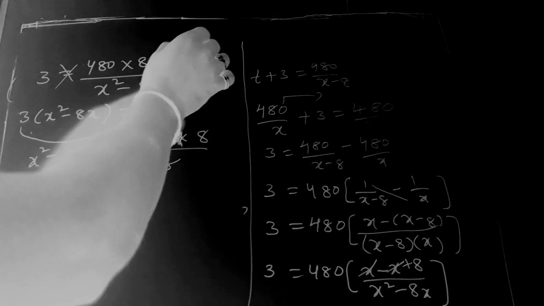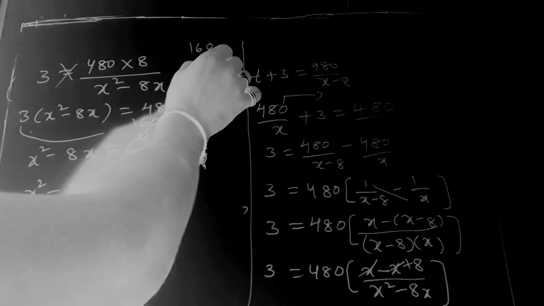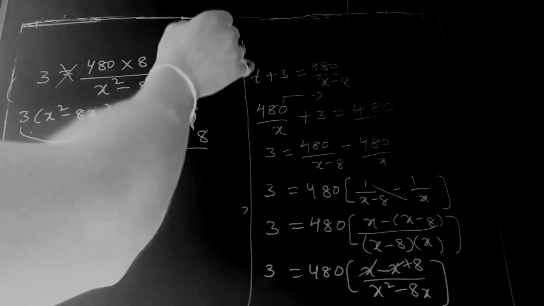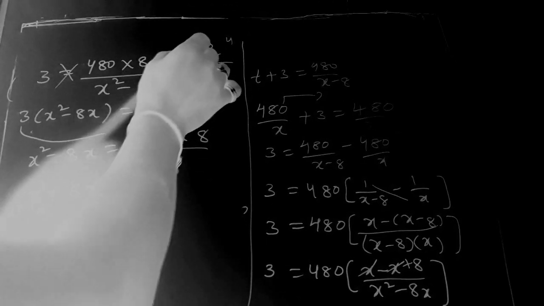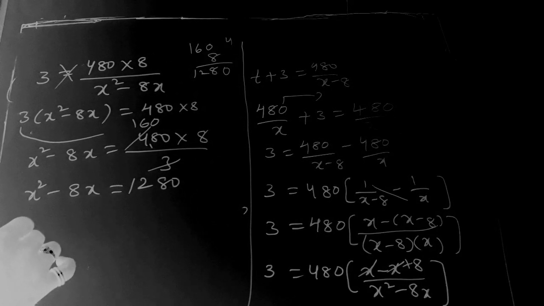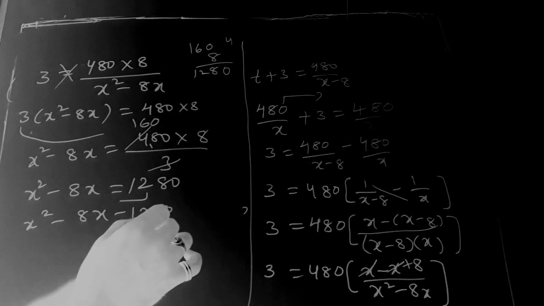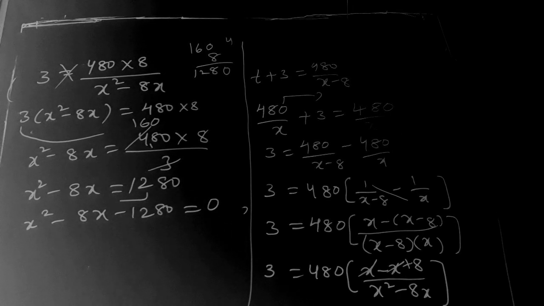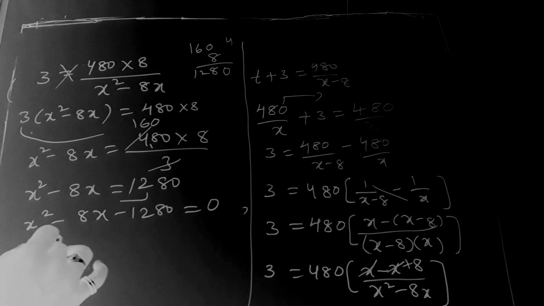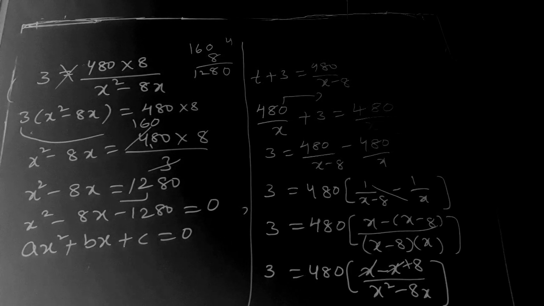How much? Multiply these two. 8 into 0 is 0. 8 6 are 48. 8 ones are 8 plus 4 is 12. 1280. X square minus 8x, bring it to left side, equal to 0. So it is a quadratic equation. Ax square plus bx plus c equal to 0. It is the standard form. So therefore it is a quadratic equation.